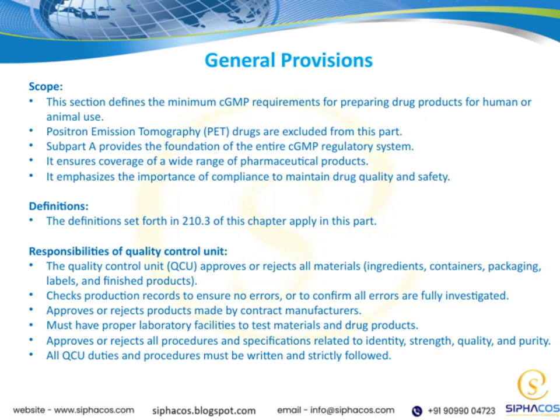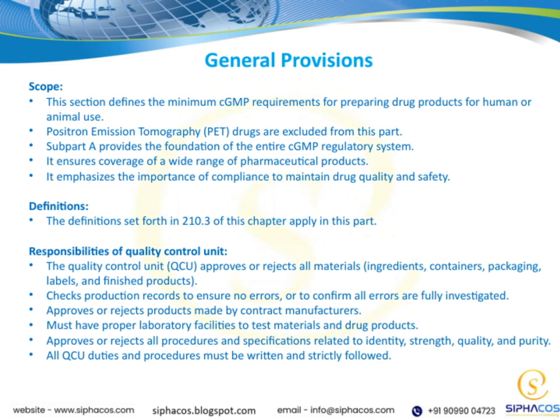Now let's talk about the responsibilities of the Quality Control Unit, or QCU. This unit plays a central role. They approve or reject all materials involved in production, including ingredients, containers, packaging, labels, and the finished products themselves. They also review production records carefully, making sure no errors go unnoticed and that any errors are thoroughly investigated. Furthermore, the QCU has the authority to approve or reject products made by contract manufacturers, which underscores the importance of oversight even outside our own facilities.